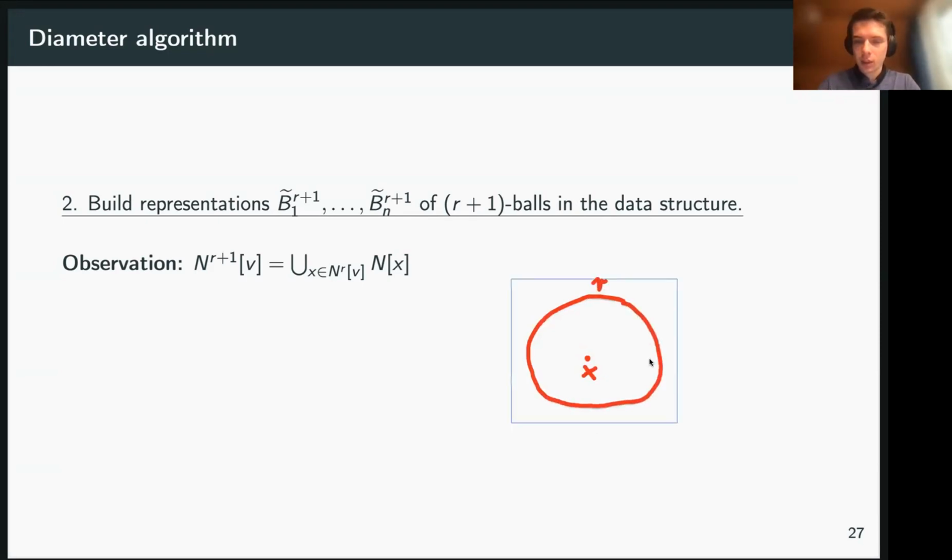And what we do, we take each vertex that is inside, and we take its neighborhood, and we sum them over. So if we do this, this whole ball will grow by 1. So formally, the observation is that we can just sum the direct neighborhoods over all vertices of the R ball, and we get the R+1 ball, of course.